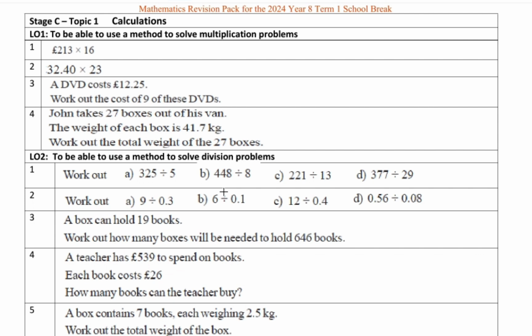So the first question is 213 multiplied by 16. First we'll take 213 multiplied by 6. So 18, 7, 12. And we'll add a 0 at the back and we'll take 213 multiplied with 1. So it's just 3, 1, 2. So the answer would be 3,408. Make sure to add a unit at the back.